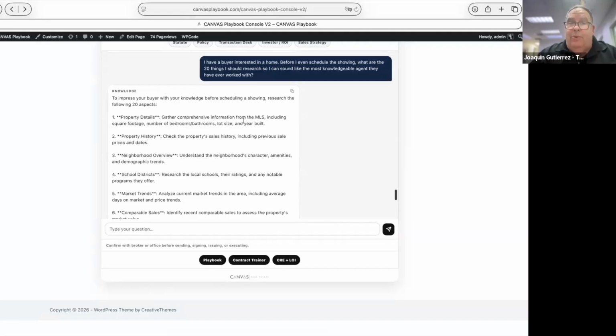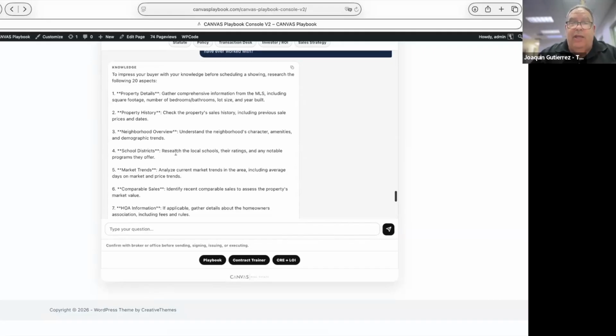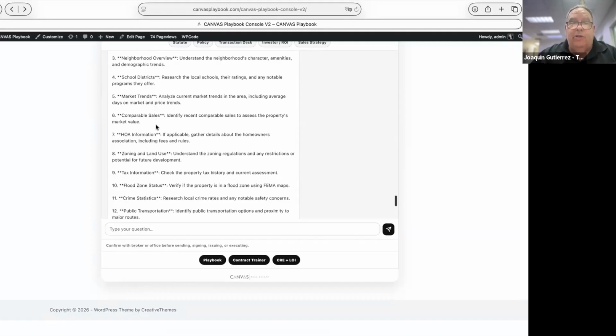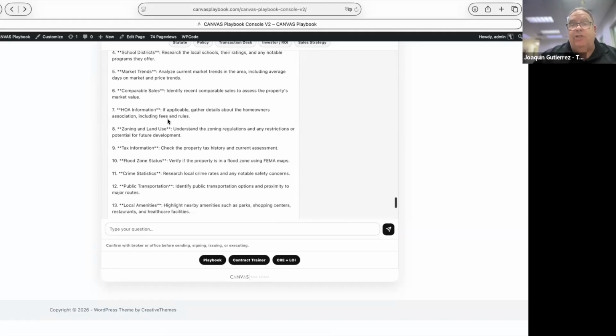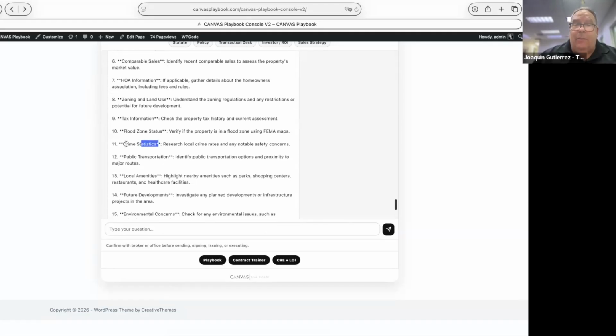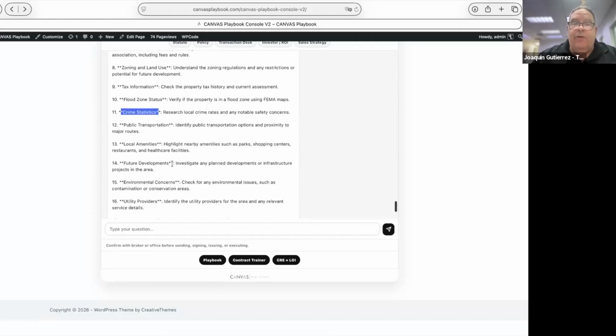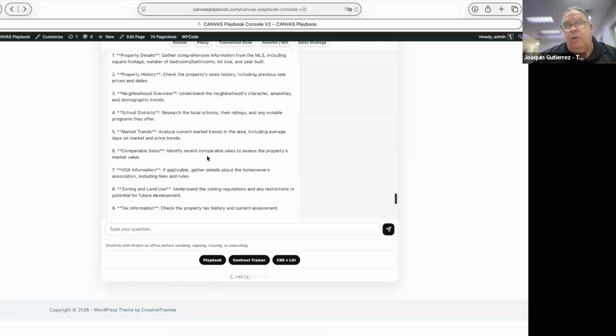Property details, gather comprehensive information, property history, neighborhood overview, school districts, market trends, comparable sales. So yeah, if you know the area where they're going to want to buy, you should know these things as much as you can. I would stay away from telling people crime statistics. I would point them in the direction of getting that information because it's very complicated, but that, in my opinion, is the best thing you should do, right? Future developments, environmental concerns, utility providers, those things you should be able to do really quickly.